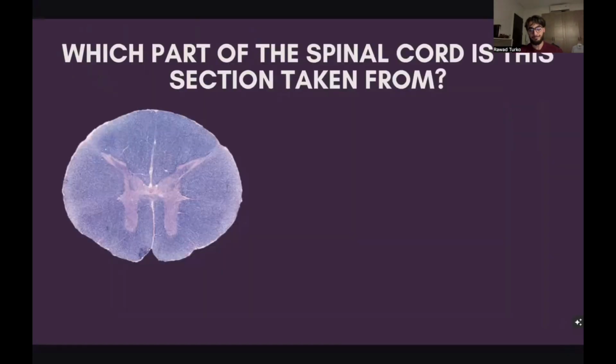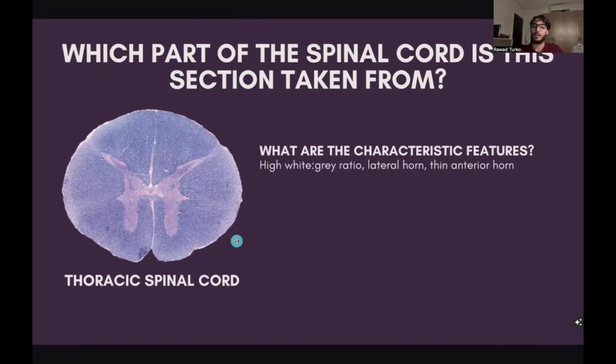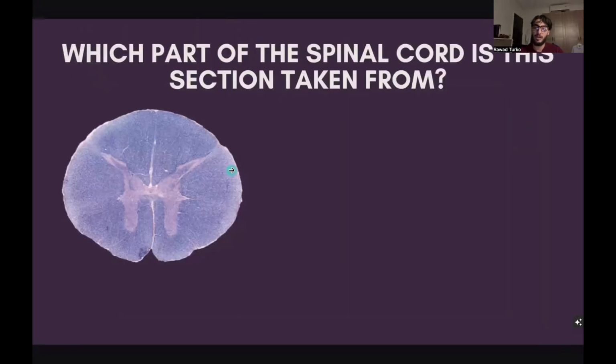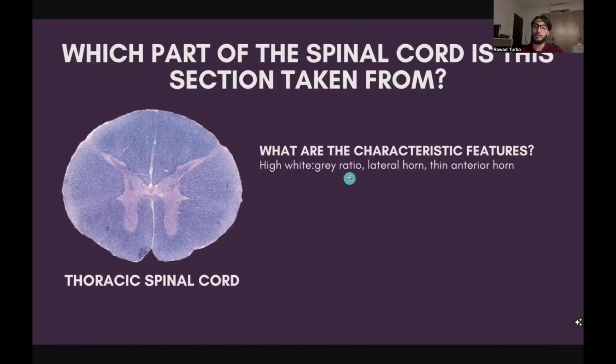So again, what part of the spinal cord is this section taken from? Look at a couple of things. Look at the ratio of the white matter to the gray matter. Take a look at the anterior gray horn cells, and take a look at any structures that you can see in the intermediate zone. So the answer: this is the thoracic spinal cord. What are the characteristic features? You have a high white to gray ratio. Again, it's high, but not as high as the cervical region, but it's still fairly high. You see a lateral horn, and you see a thin anterior horn without those lateral extensions that are going to supply your appendicular muscles.